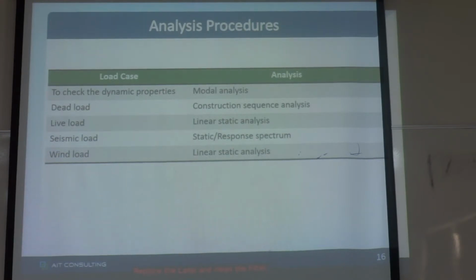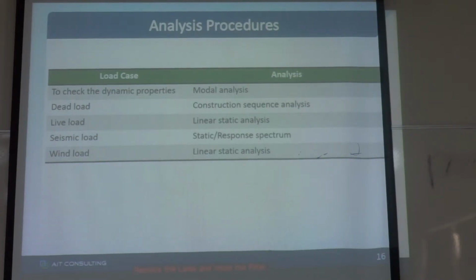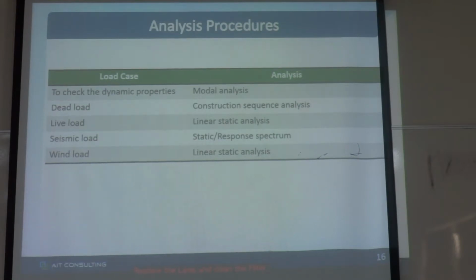For example, when you draw the elements and they are not connected properly, when you do the modal analysis and see the mode shape, that member will vibrate alone. The entire building is still, but only that portion is vibrating. So you have to correct the model. Okay.